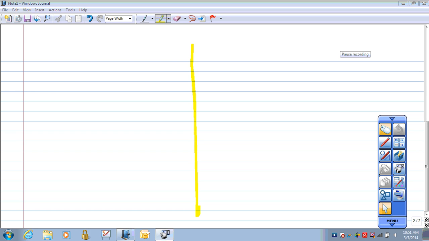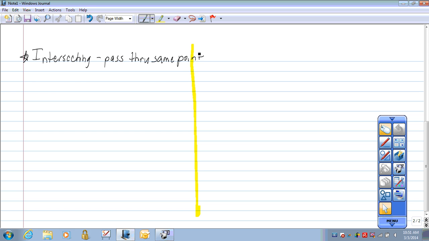Okay, the next thing we're going to talk about are intersecting lines. And they pass through a common or the same point. For example, if I draw a line, and then I draw another line, this is their point of intersection.